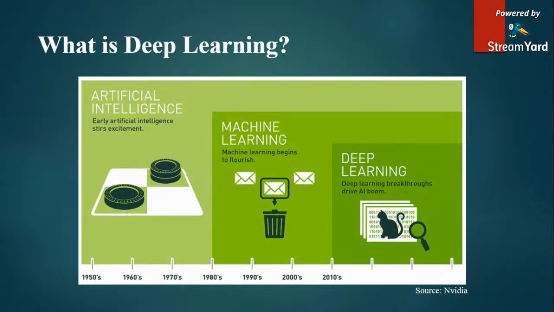So you can see at the bottom the timeline of how these three terms have evolved. The term artificial intelligence itself has been coined since the 1950s. At that time, of course, artificial intelligence was restricted to rule-based systems primarily. Around the 1980s was when the term machine learning was coined and neural networks actually came into the picture. So yes, neural networks have been around since the 1980s.